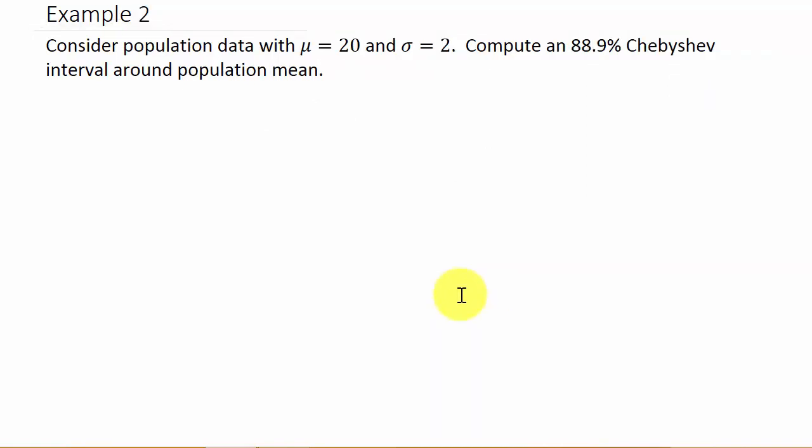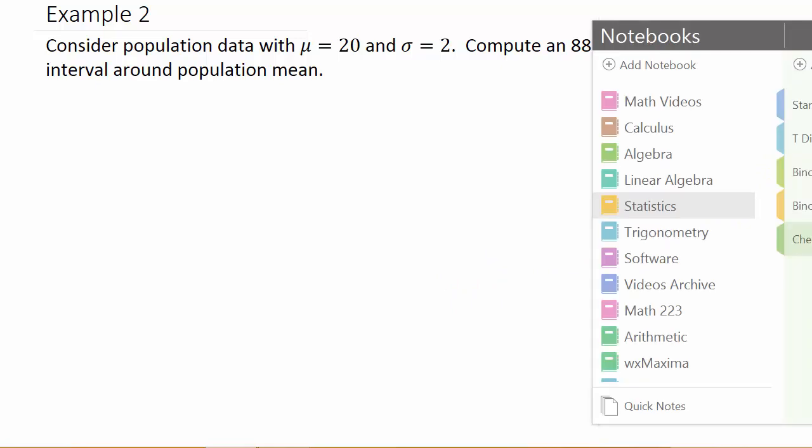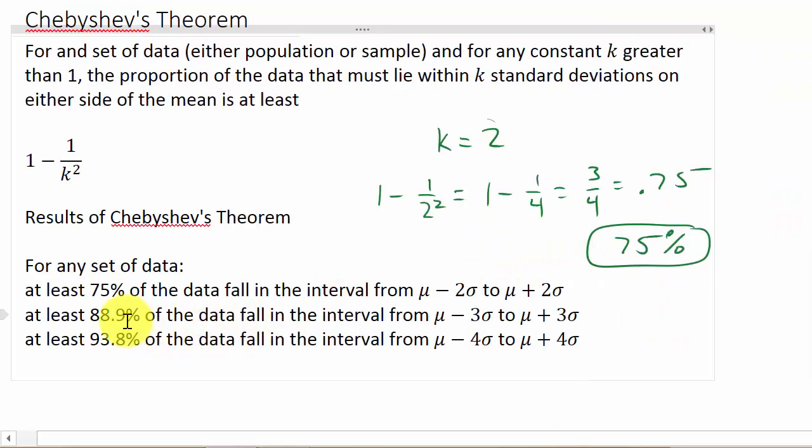Consider population data with mu equals 20 and sigma equals 2. Compute an 88.9% Chebyshev interval around the population mean. So 88.9%, you can see there, that's 3 standard deviations. Like I showed you on the first problem, if you need to, you can always solve for K. You could set 0.889 equal to this and solve for K.